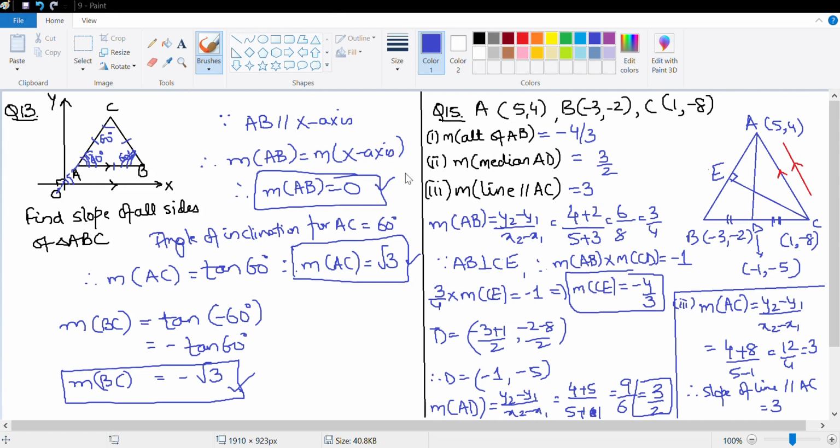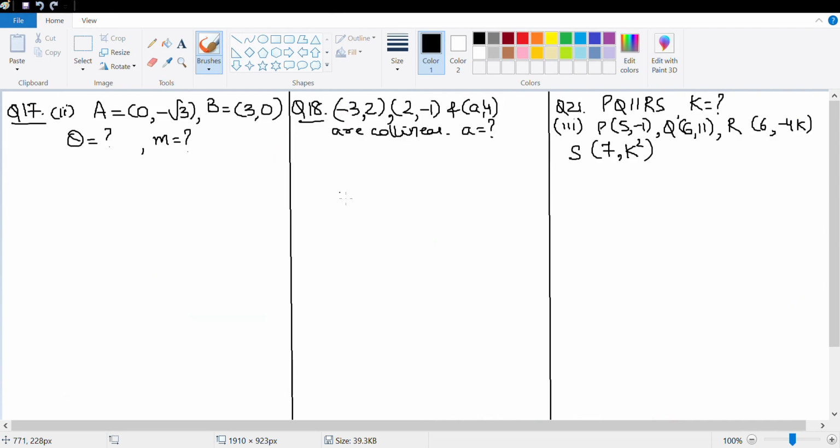The next question that we do will be question number 17. What does question 17 say? Find the slope and the inclination of the line AB if A is given, B is given, and we need to find the inclination as well as the slope. So let's look at part 2. In this case, A is this, B is this. We need to calculate theta and slope.